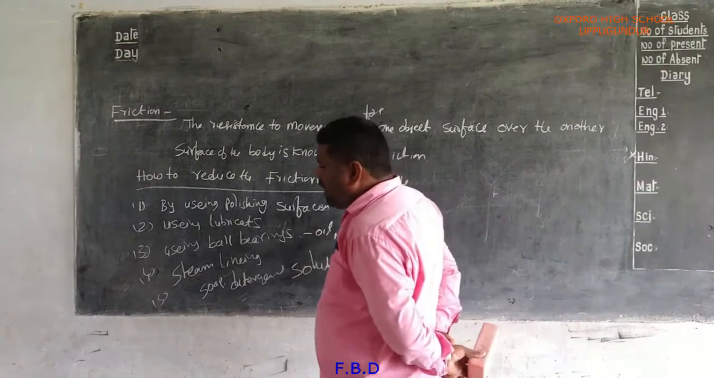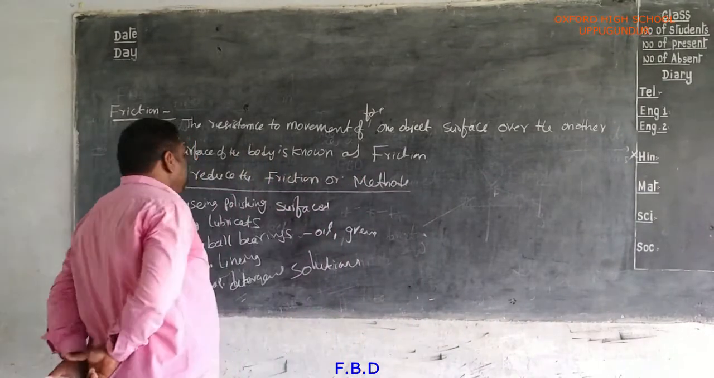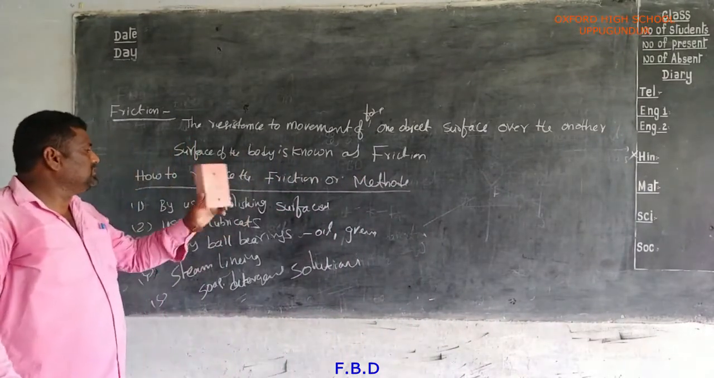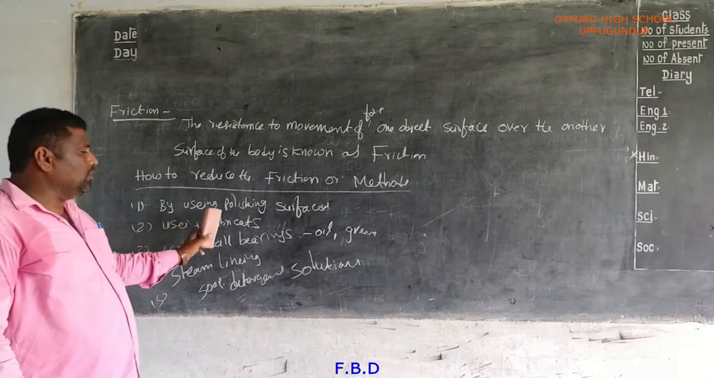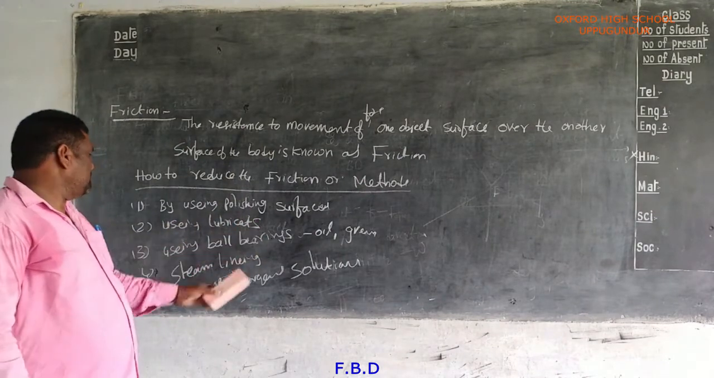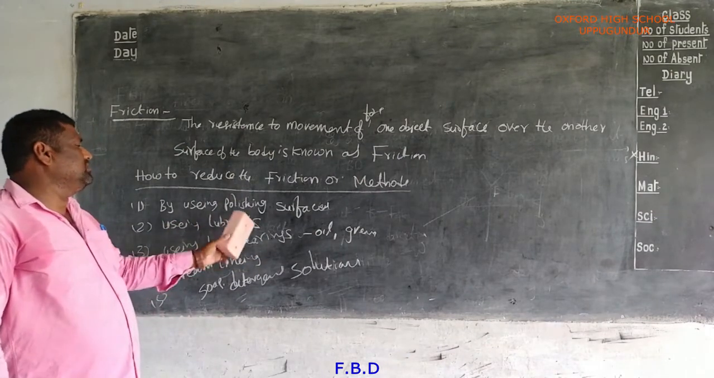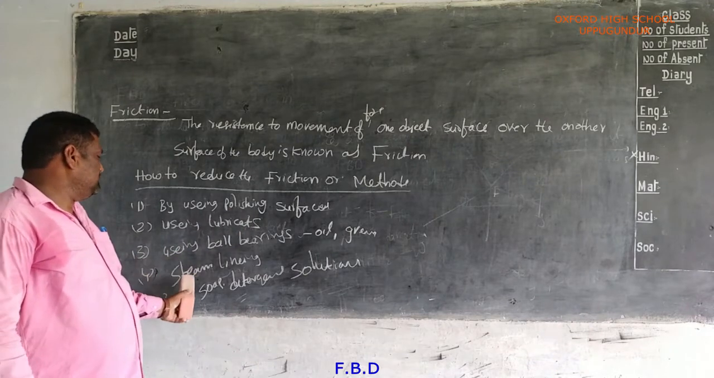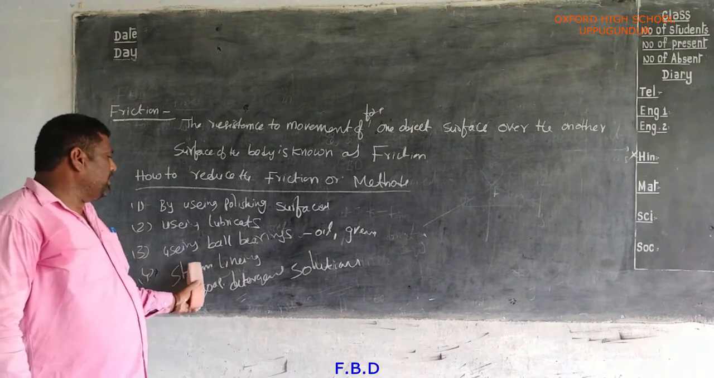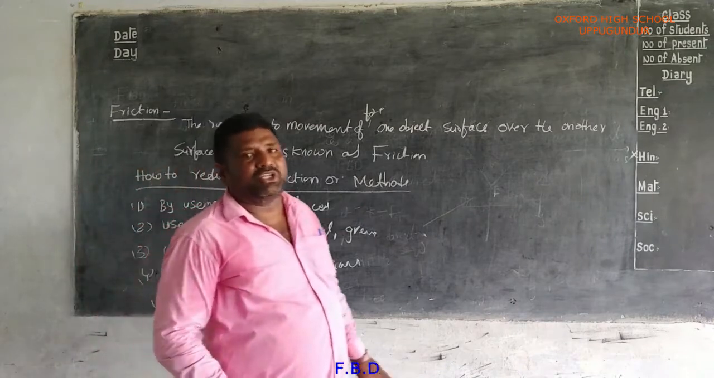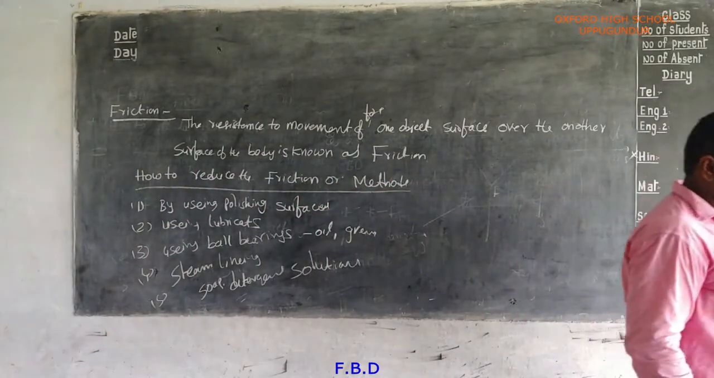friction. What are the methods to reduce friction? Using polished surfaces, lubricants such as grease and oil, ball bearings, streamlining, and soap and detergent solutions. Okay, thank you.